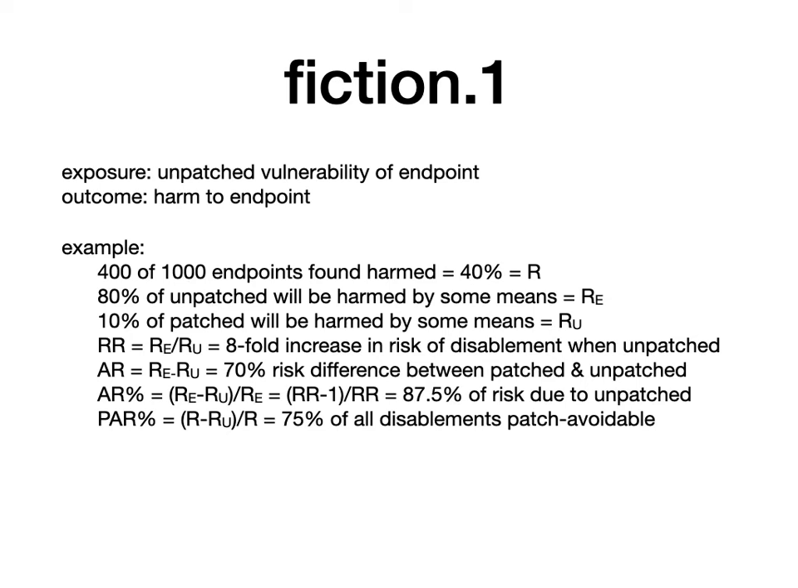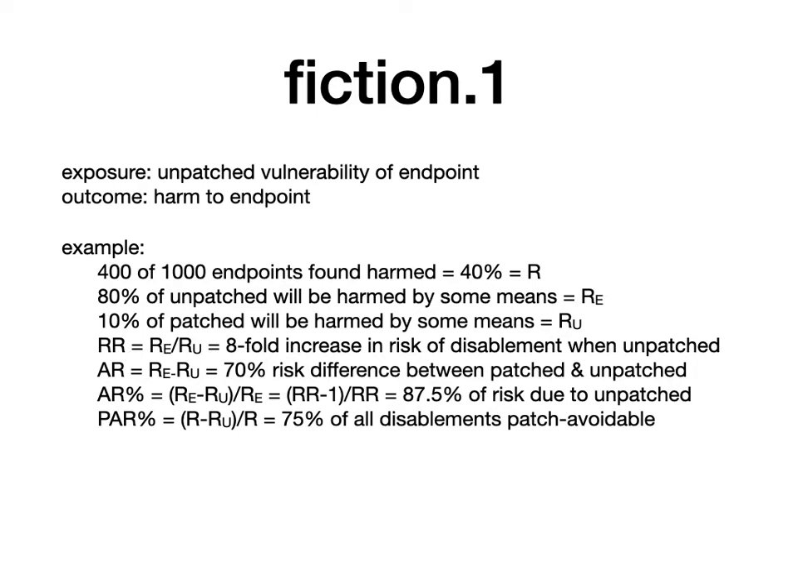Let's look at a fictional situation. The exposure might be an unpatched vulnerability of an endpoint. The outcome might be harm to that endpoint. I'm just going to let it go at that, just harm. So let's make up some data. Say 400 of 1,000 endpoints were found harmed. Maybe they have a bot. A botnet's a good example. So 400 of 1,000 were found harmed.